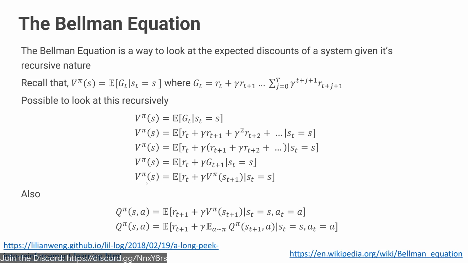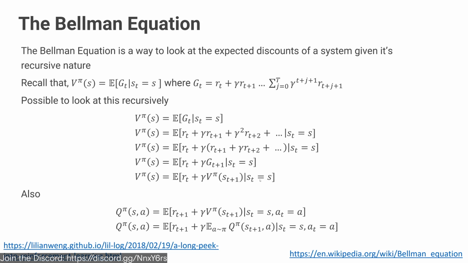So we redefine the value function of a particular state recursively as the expected value of the immediate reward plus a discount of the value function of the next state that we would see from that state.